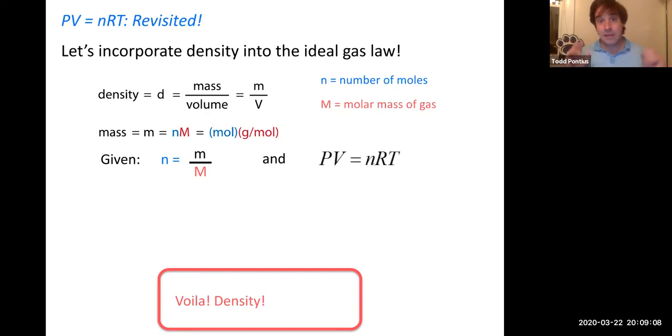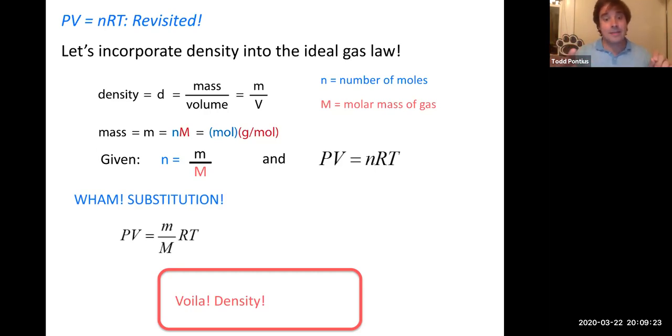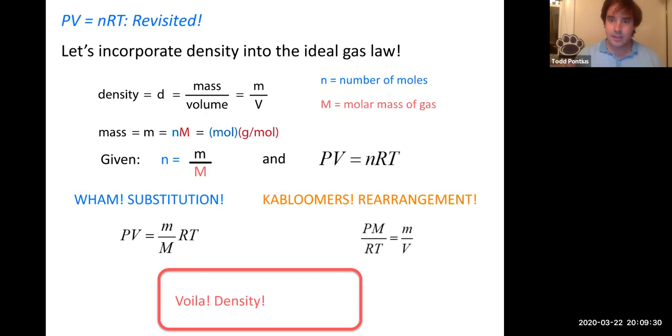Relationship number 2 is PV equals nRT. So now what we're going to do is substitute out moles in PV. So, substitution. There we have our new version of PV with mass divided by molar mass in place of moles. And now, rearrangement. And we get this: pressure times molar mass divided by our gas constant R and temperature is equal to mass divided by volume. Mass divided by volume, wait a minute, that's density. Voila. So there we have our last equation for our gas laws, the equation for density.